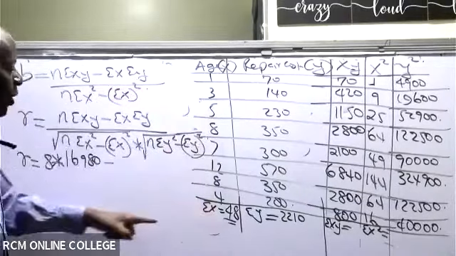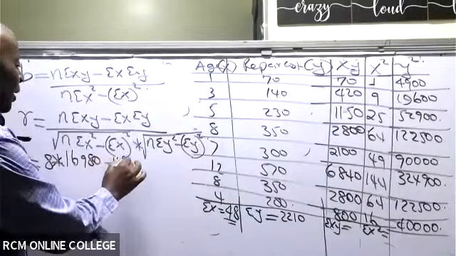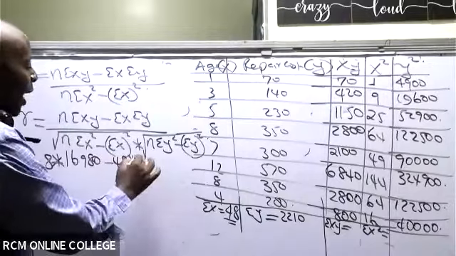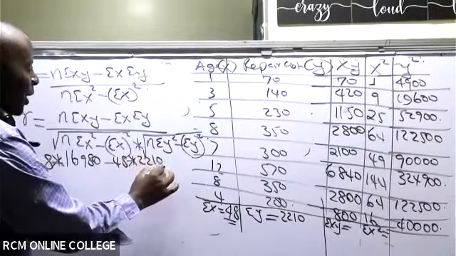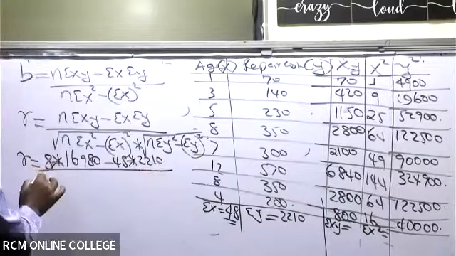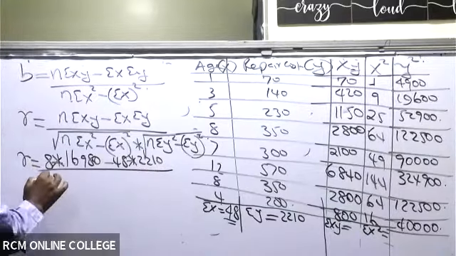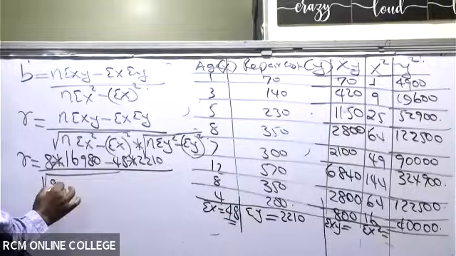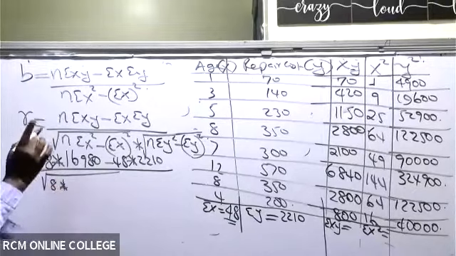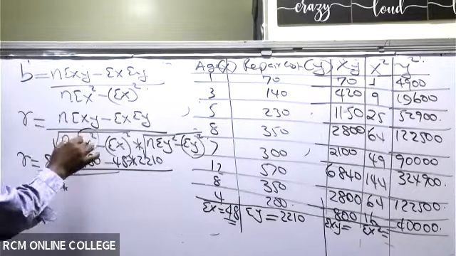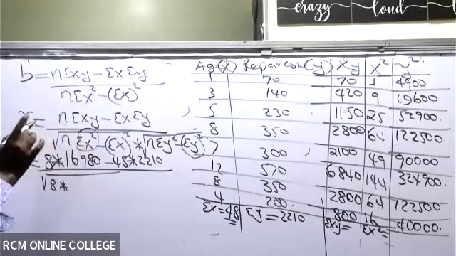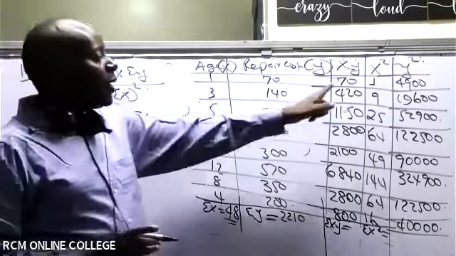Summation of x I have here, it is 48, times summation of y, which I also have as 2210, all over the denominator. So for the denominator, we start with the square root of n, which is 8, times summation of x squared.